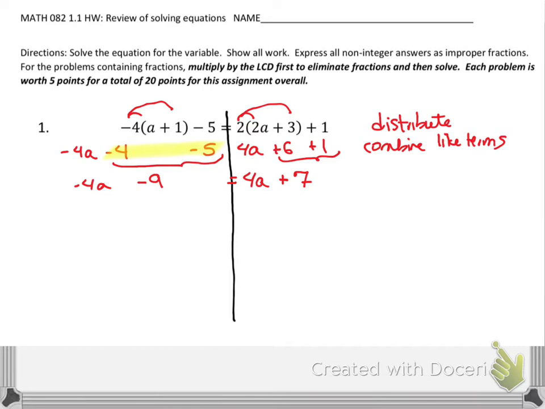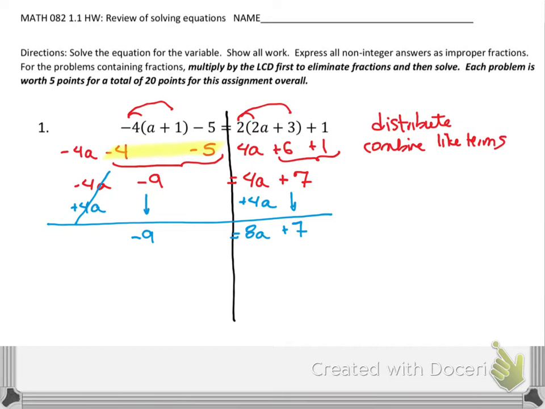At this point, we want to start getting all of our variables on one side. You can do this in any way you want. Normally, I counsel students to do this in a way that is going to give you a positive coefficient, just because human beings are less likely to make errors when they're working with positive numbers. So I'm going to add 4a to both sides, so that makes these terms go away, and I still have to bring down my negative 9. On the other side, I have 4a plus 4a, and that's going to give me 8a, and again, I just bring down the 7.